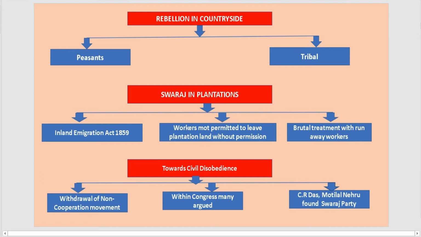Next, if they tried to run away from those plantation areas, there was brutal treatment with runaway workers. If someone ran away, they received brutal treatment from the British side.